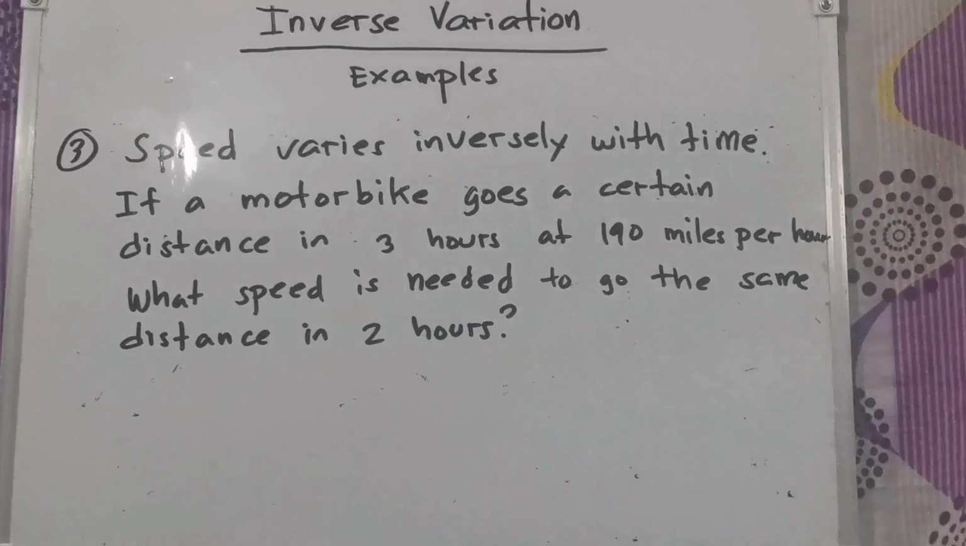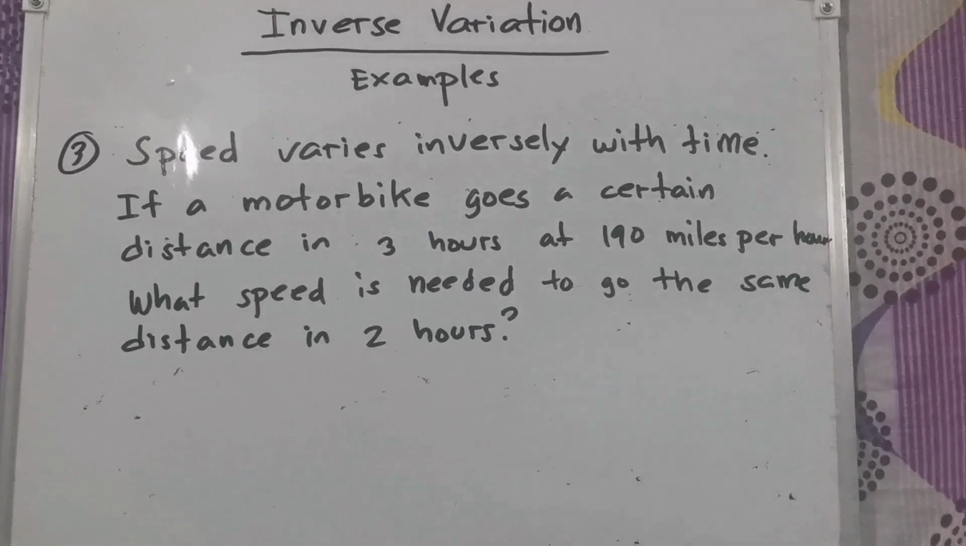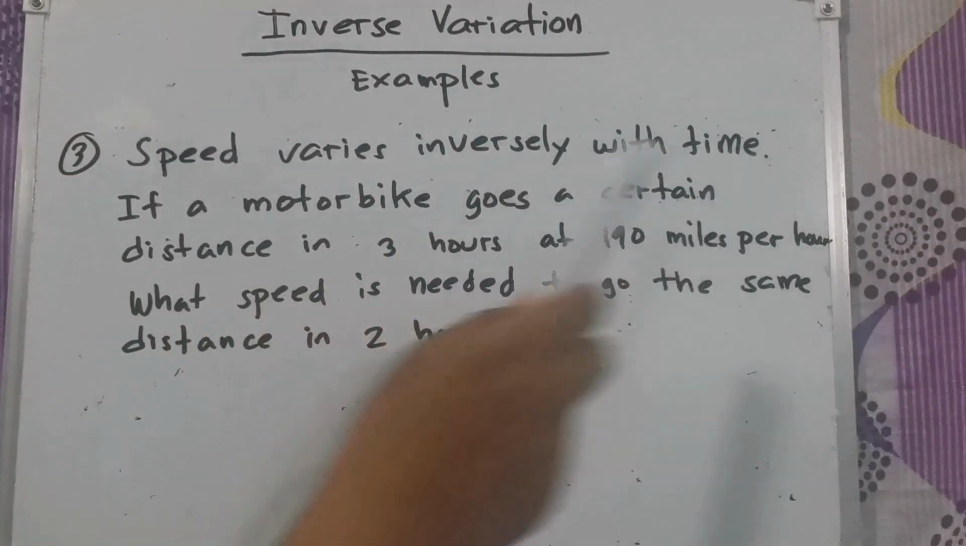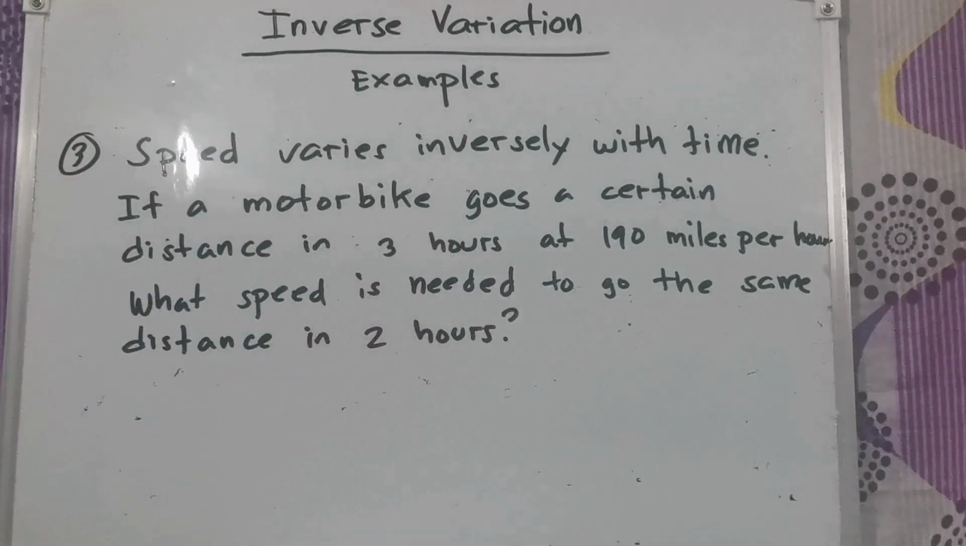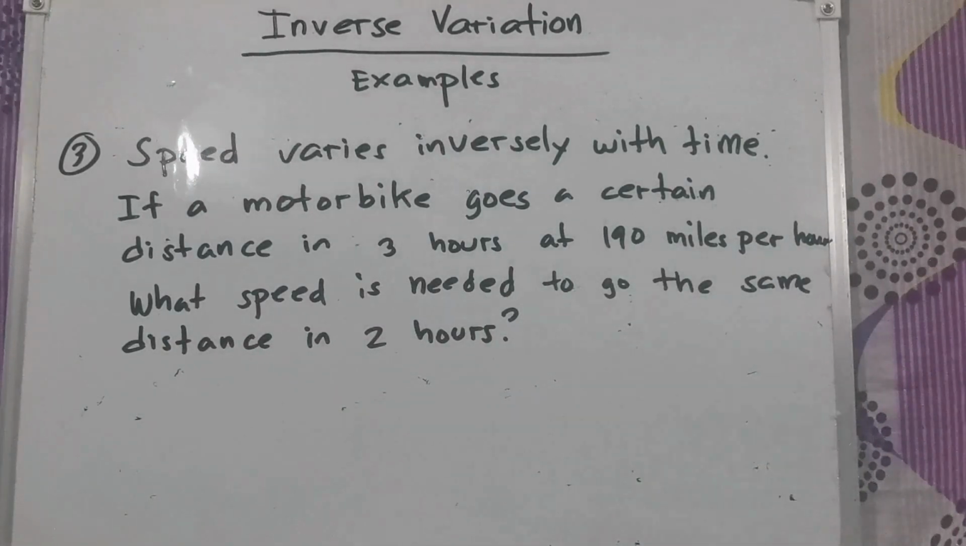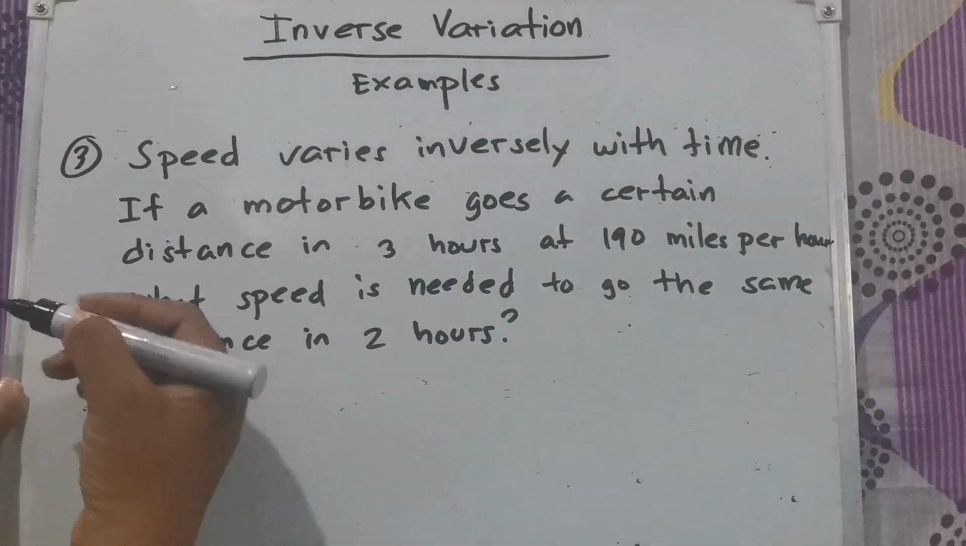And for our final example, we have: speed varies inversely with time. If a motorbike goes a certain distance in 3 hours at 190 miles per hour, what speed is needed to go the same distance in 2 hours? So this is another inverse variation problem. Again, we make a formula.